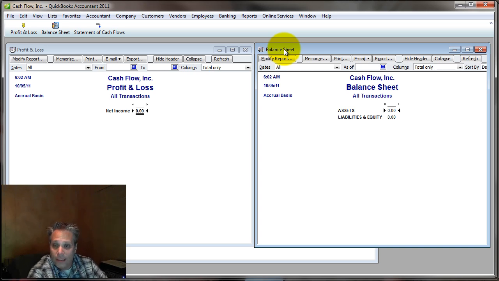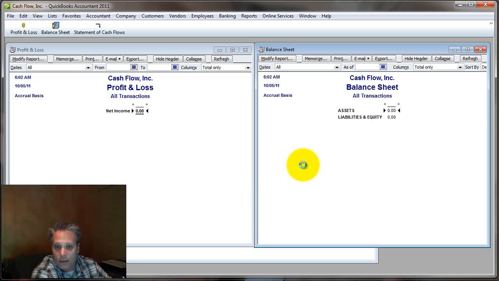Now, let's take a look at what happens when I post an invoice. Two things are going to happen. We're going to affect the profit and loss on the balance sheet, right? Because I'm going to post an invoice which recognizes income, and I'm going to have accounts receivable go up. Now somebody owes me some money.